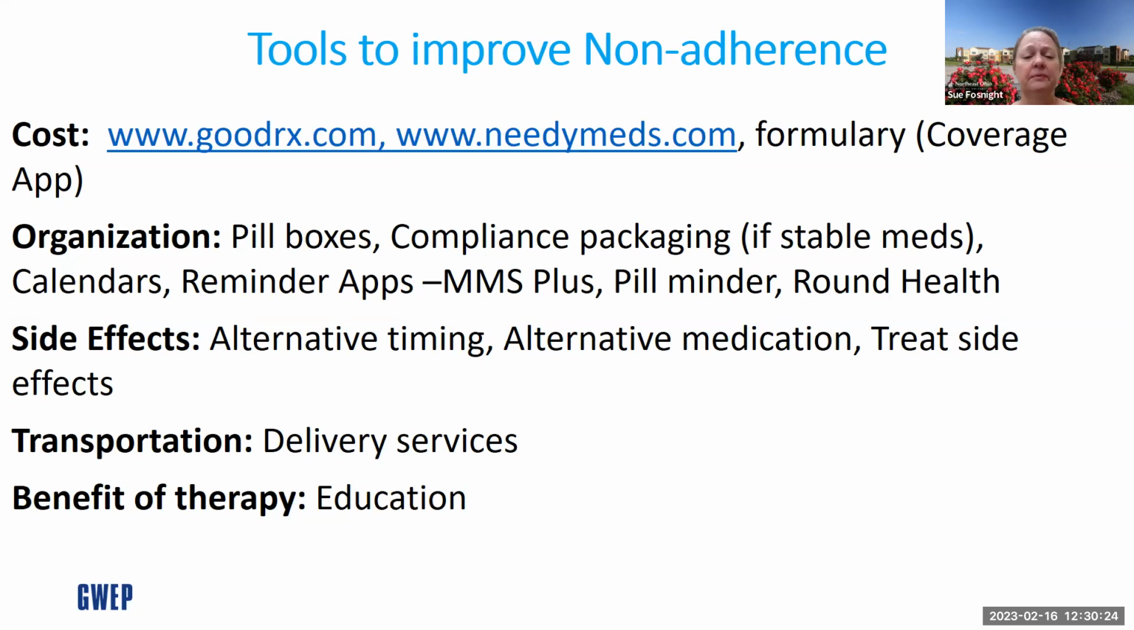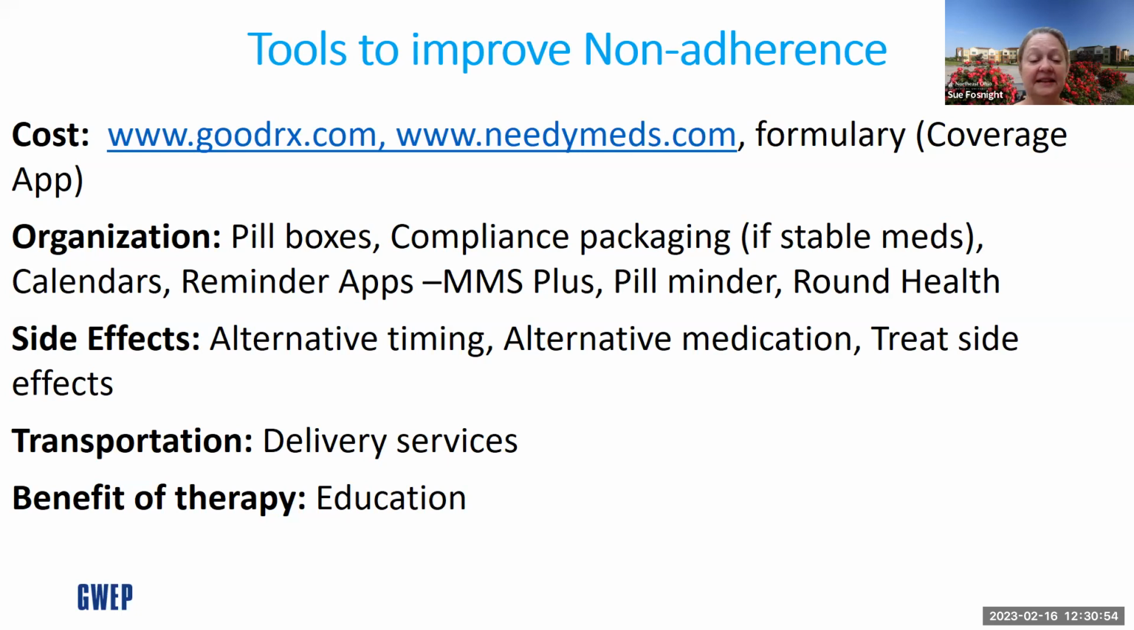For organization, we have pillboxes, compliance packaging. A lot of people call that DocuDose, calendars, reminder apps. The reminder apps are usually something if somebody has a smartphone. MMS Plus, which I listed first there. There's also Pillminder and Round Health. I've looked at all of those. I like MMS Plus the best. It takes a little time to set up, but it's actually a very nice program for the patient.